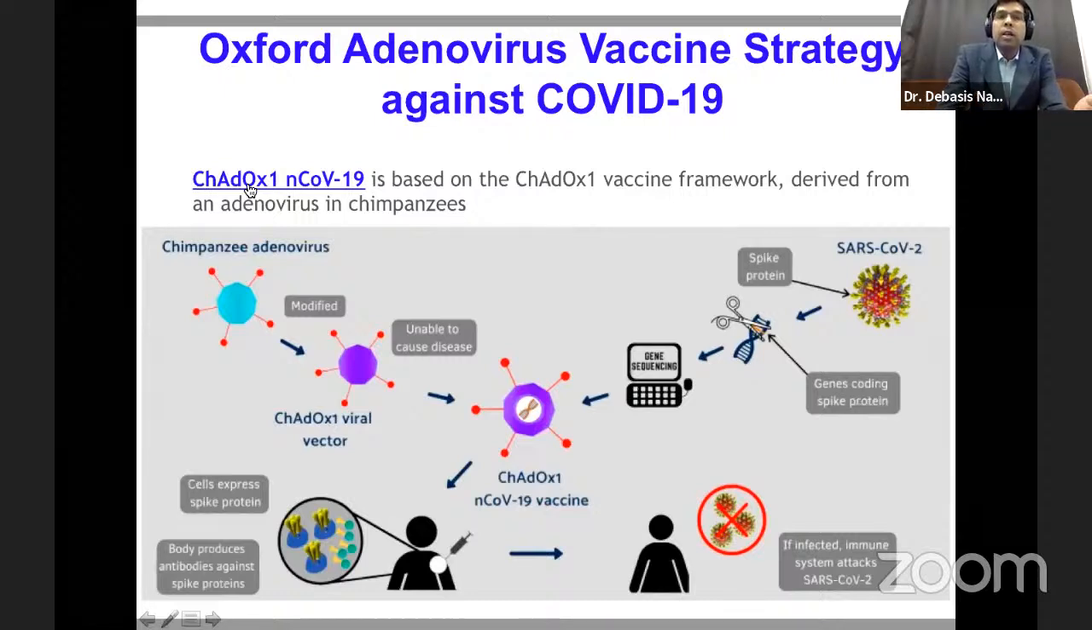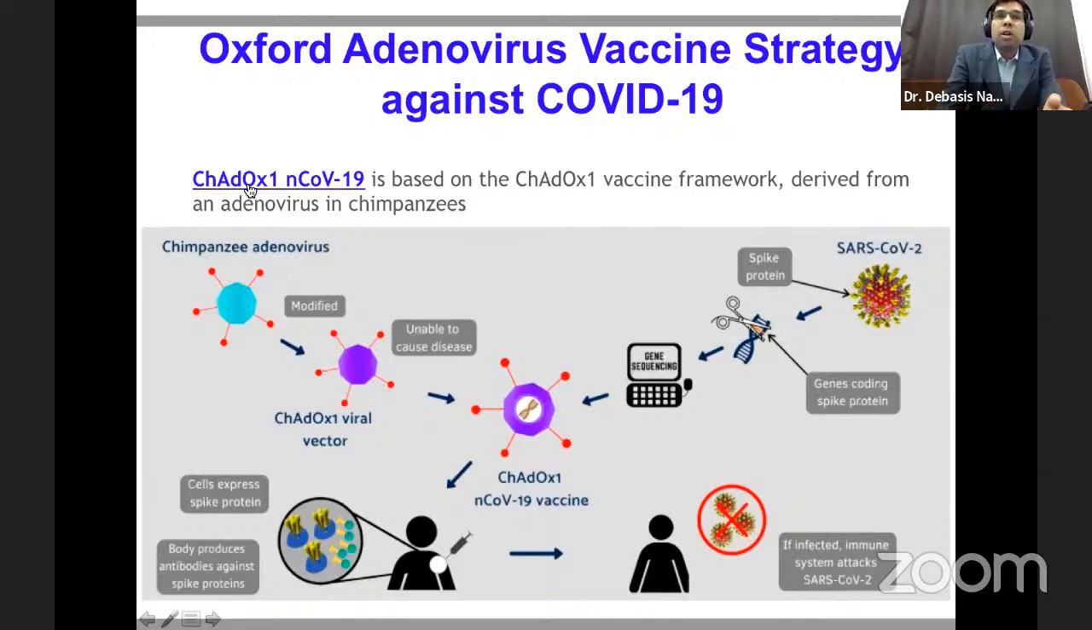Because if you remember that, this is a replication competent virus. That means if you put one virus in your cell, in 24 hours, it will make 20,000 virus from that cell. So in a given amount of time, in 24 hours, you can multiply 10,000 fold of that virus. So that is the beauty.